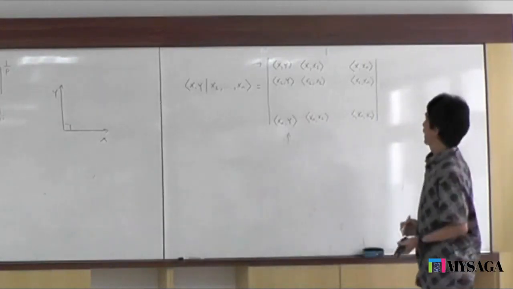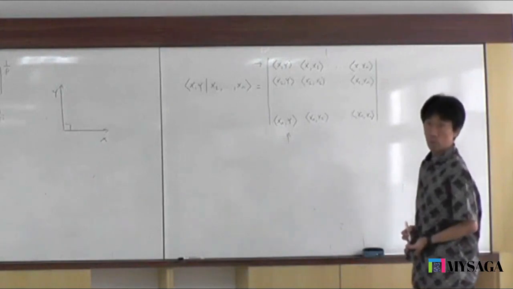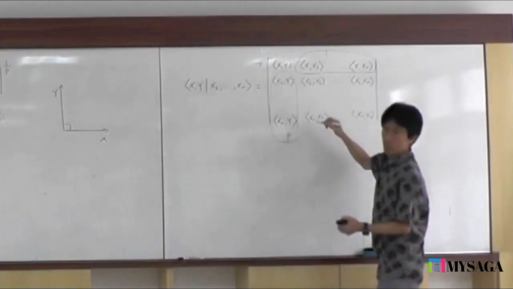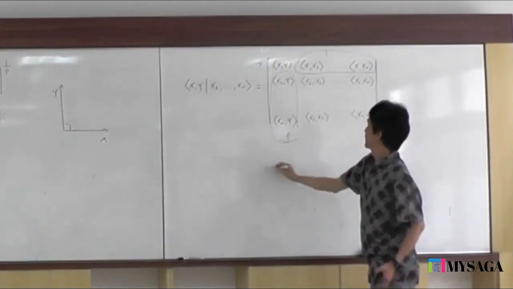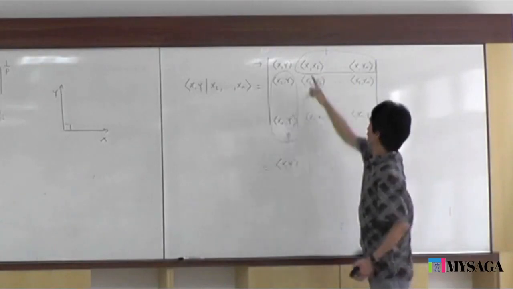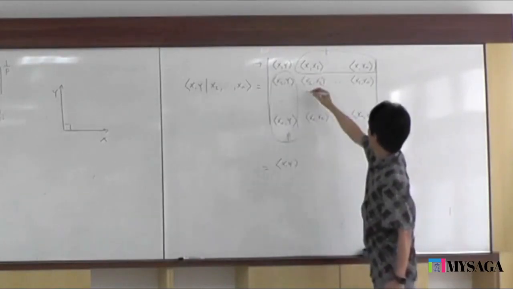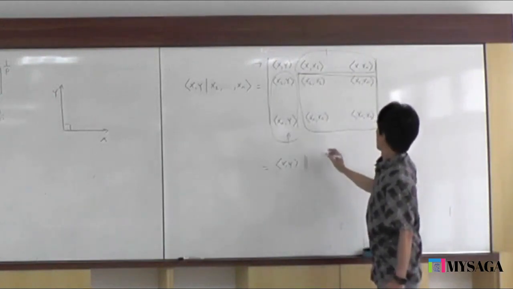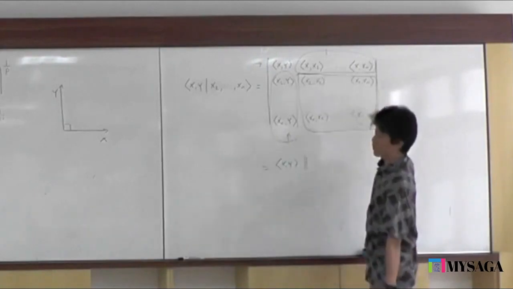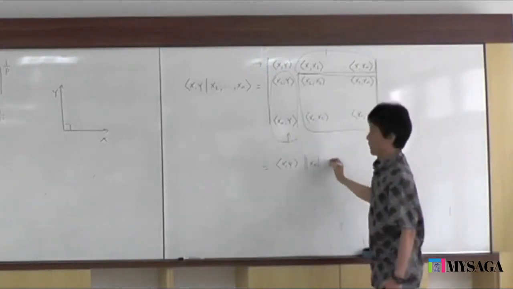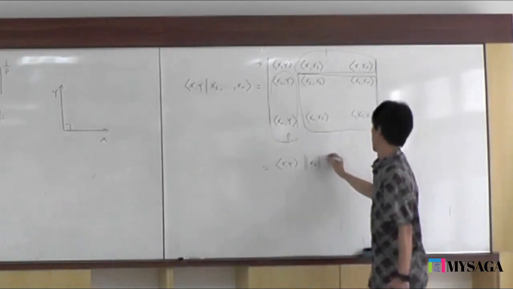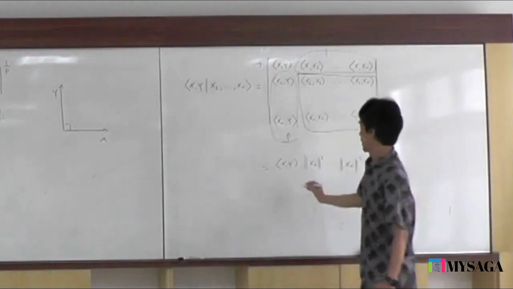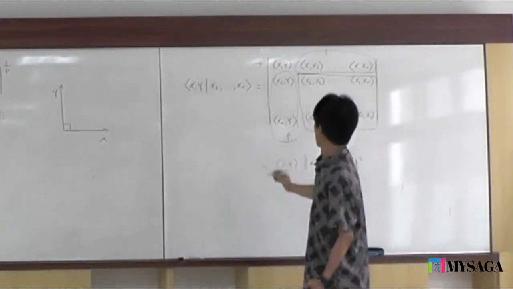So by choosing x2 up to xn orthonormal to x and y, these entries are 0 and these entries are 0 too. So the determinant is just the inner product of x and y times the determinant of the rest, and we know the determinant of this is the norm of x2 up to xn, but they are also orthonormal, so we know this is not zero.